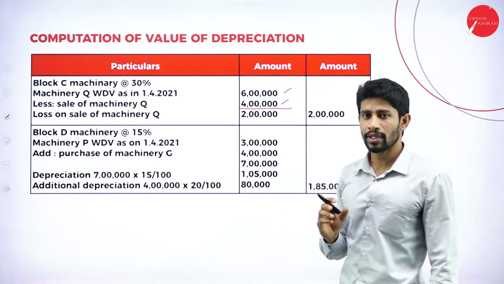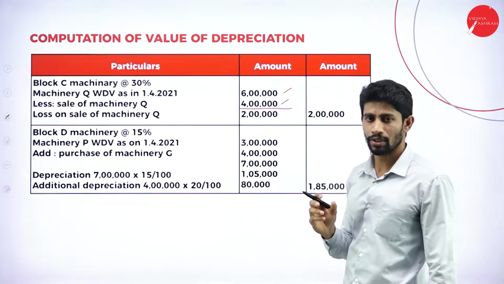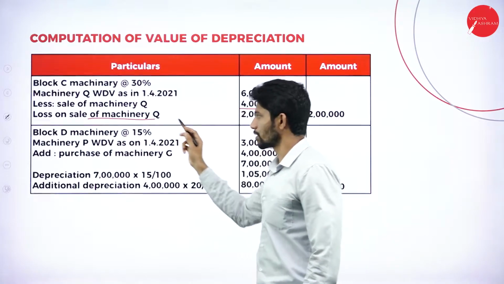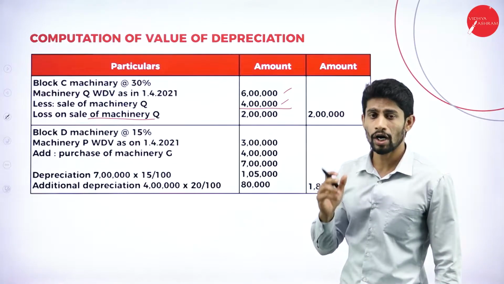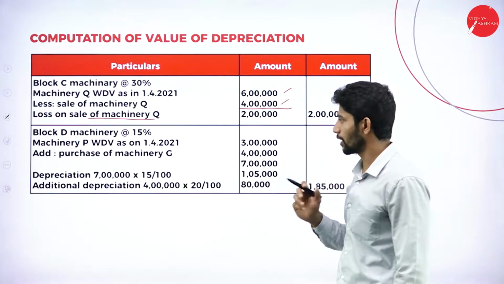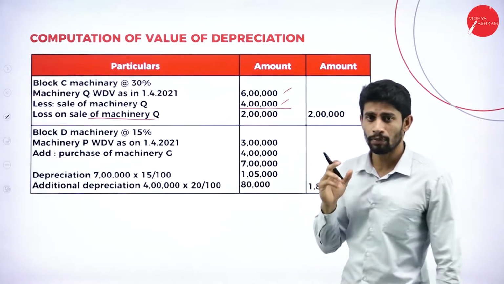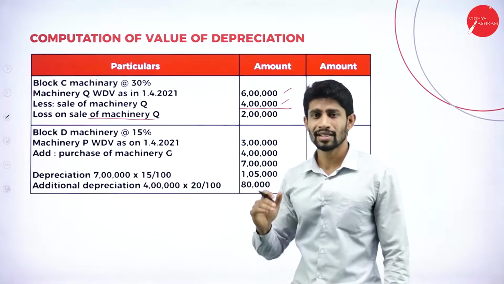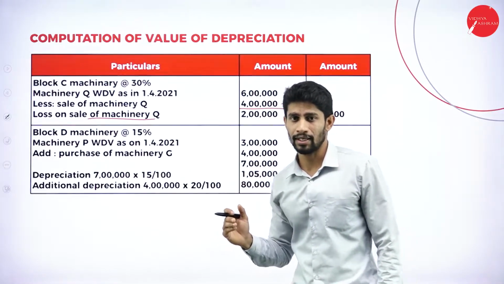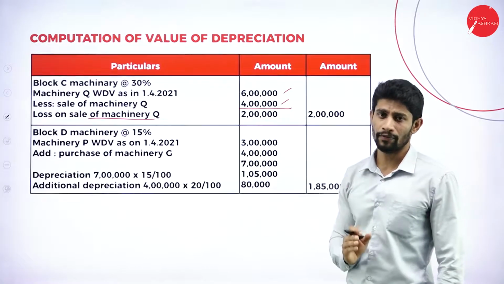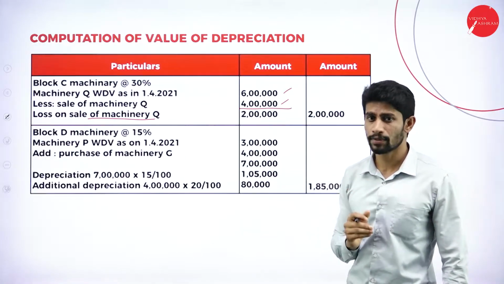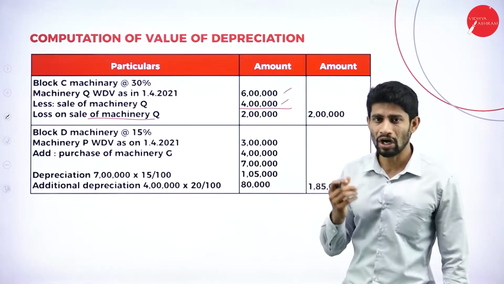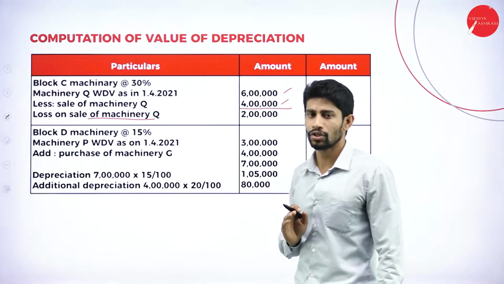So the 2 lakh rupees is not the value of depreciation. It is the loss on sale of machinery Q. So we need not compute the depreciation with respect to machinery Q because it is sold in the previous year. If it was not sold in the previous year, then we would have computed the rate of depreciation. But it is sold during the previous year and we incurred a loss on sale of machinery Q.